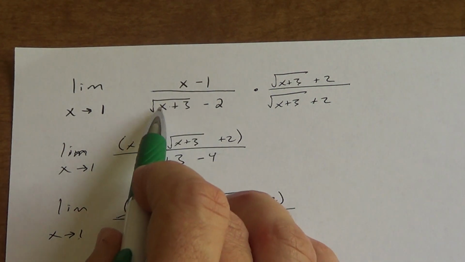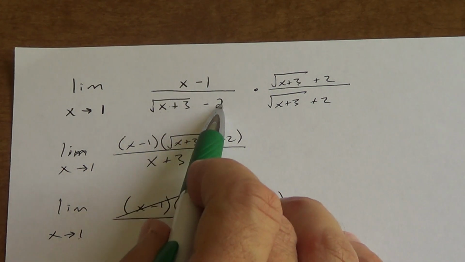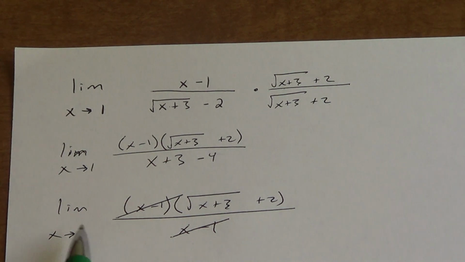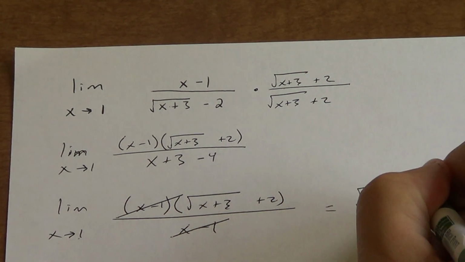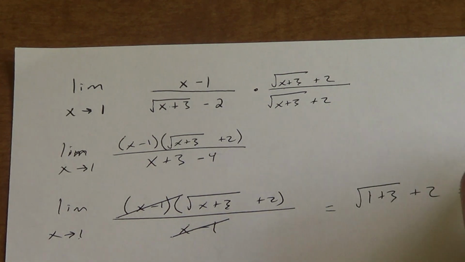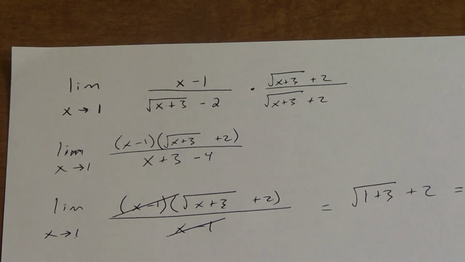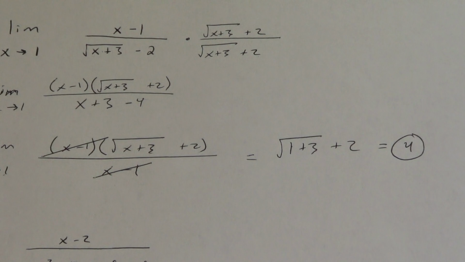1 minus 1 is 0. 1 plus 3 is 4. Square root of 4 is 2. 2 minus 2 is 0. So that was 0 over 0. Now we substitute the 1 in. So 1 plus 3 under the root plus my 2. Square root of 4 is 2. 2 plus 2 is 4. All right.